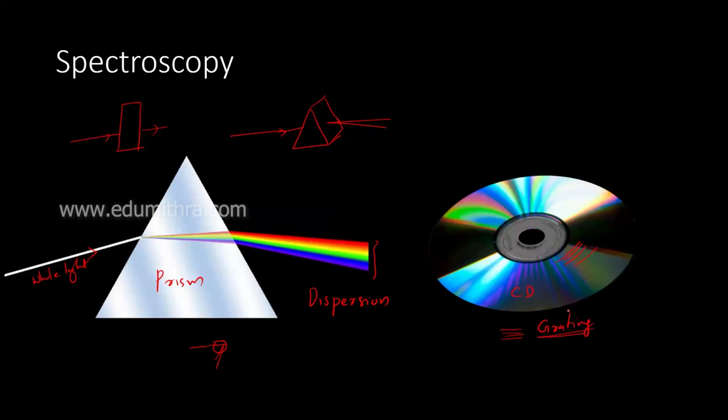So grating and prism are two instruments in physics or in science. They are capable of splitting the light into its constituent colors. So any light can be split into its constituent colors. Now, what is the purpose of splitting the light into its constituent colors? So there the magic happens. Let's see one by one.